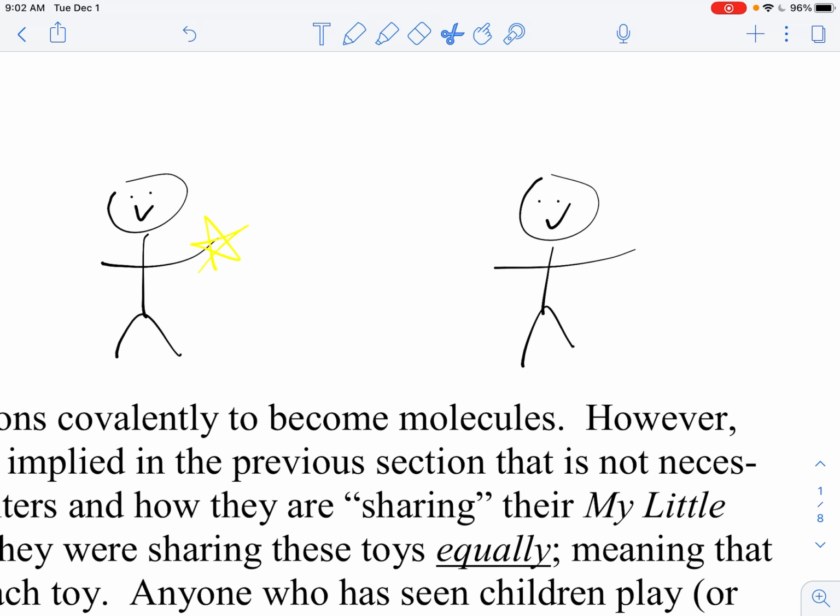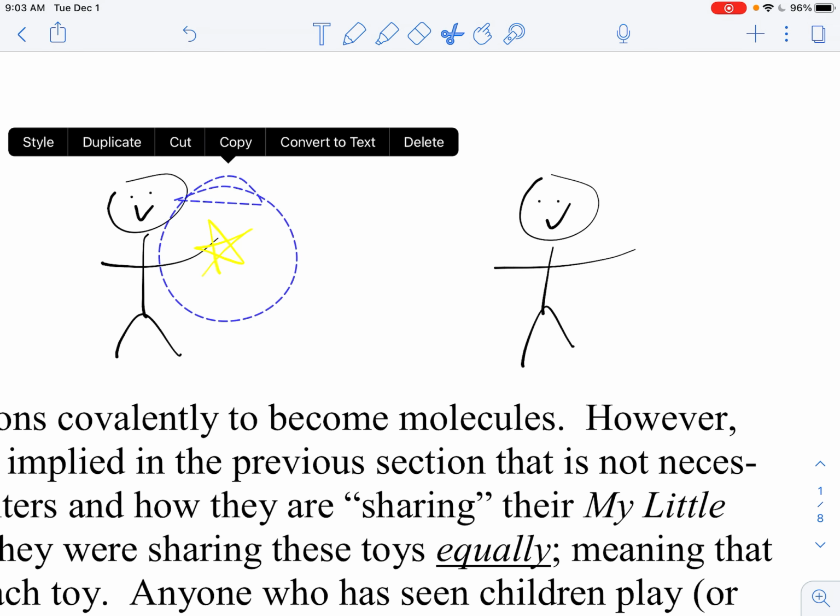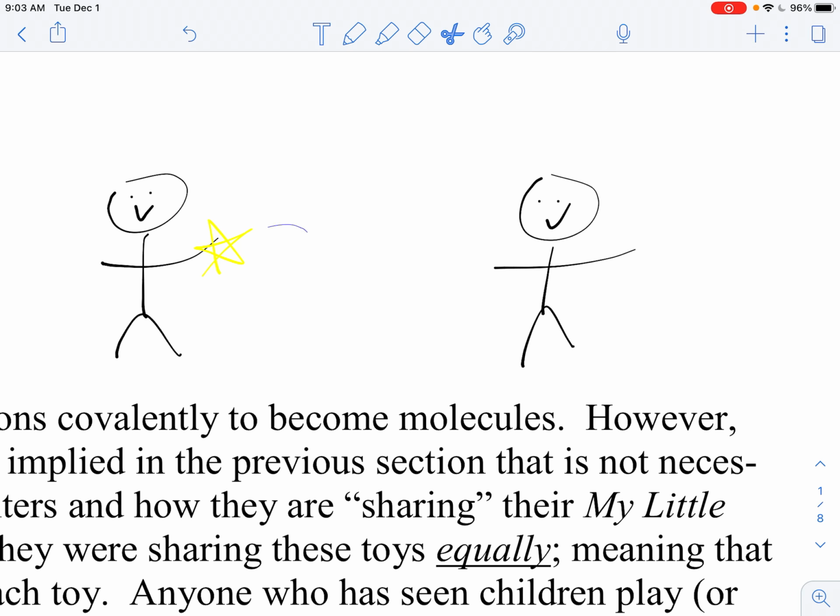This guy gets it, and he holds it, and he holds it. And then he hands it to this guy, and then he takes it right back, and he holds it, and he holds it. And then he gives it to this guy, and he takes it right back, and he holds it. Now, are they sharing? Yeah, they're sharing. They're just not sharing equally. So implied in the term sharing is that the sharing is being done equally. But in reality, it might very well be that that sharing is not done equally.